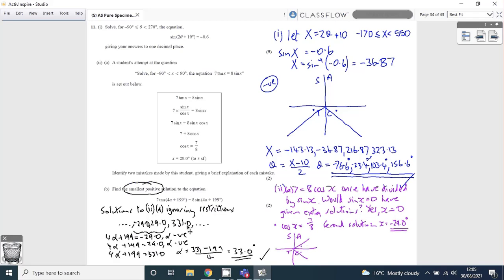So those are 3 values for x. Now, just substituting each of them in turn into 4 alpha plus 199 equaling, I see what value of alpha would give me minus 29? Well, alpha will be negative. Same for 4 alpha plus 199 being 29, alpha would again be negative. And my first positive solution for alpha is when I set it equal to 331. That gives me an alpha value of 33.0 degrees.